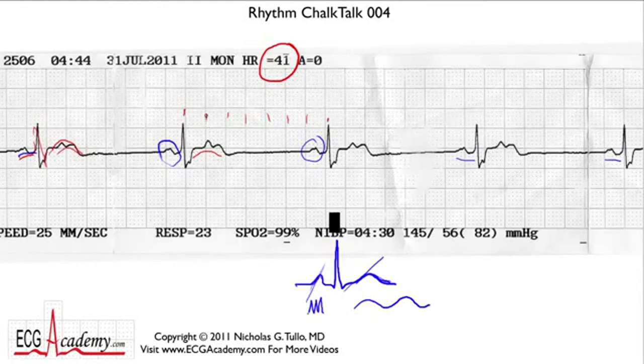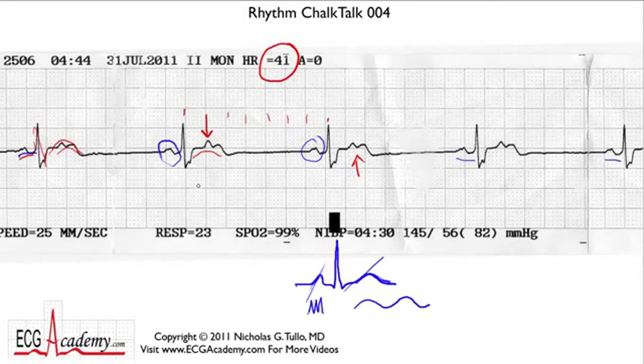And it looks abnormal because there is a P wave superimposed on top of the T wave. This P wave doesn't conduct, so there's no QRS following it. And so you think, oh, blocked P waves. Well, this must be AV block. No, that's not quite right.